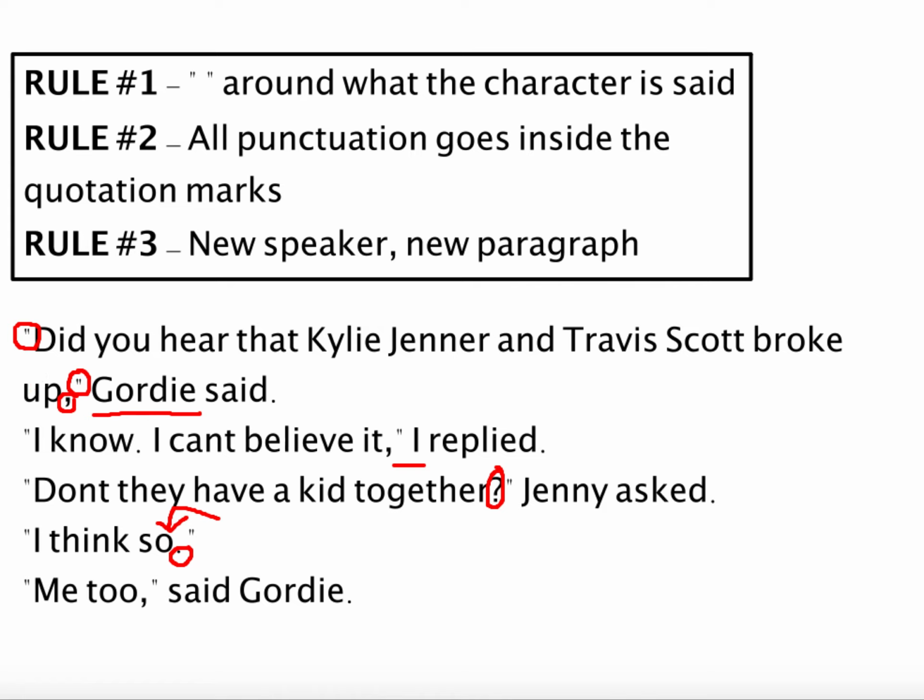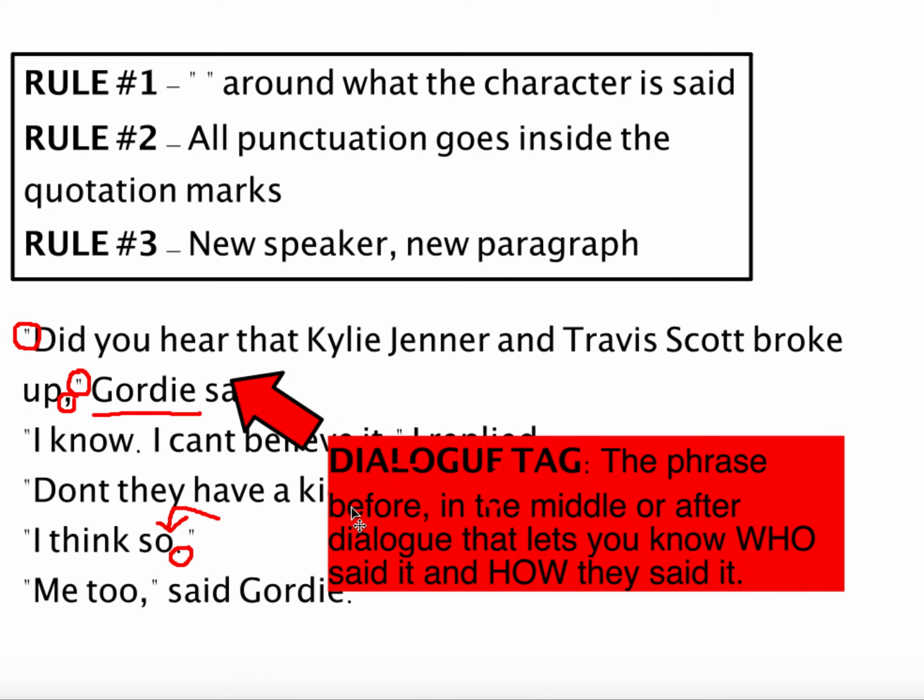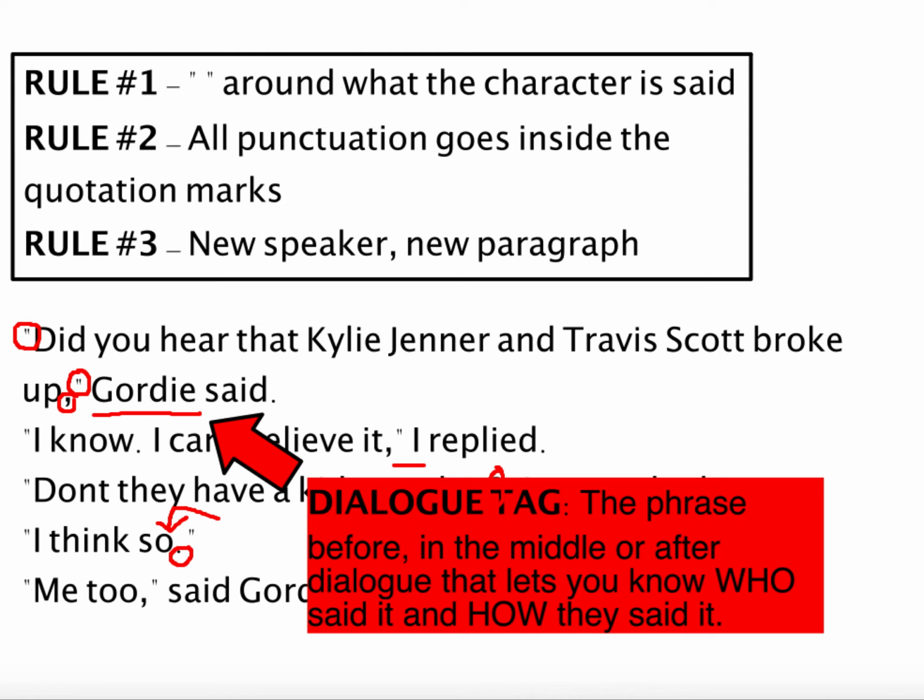Last thing I quickly want to teach you before we move on to our technique for the day. A dialogue tag is the phrase before, in the middle, or after dialogue that lets you know who said it and how they said it. So for example, "Gordy said" is a dialogue tag. It tells you who said it, Gordy, and how he said it.